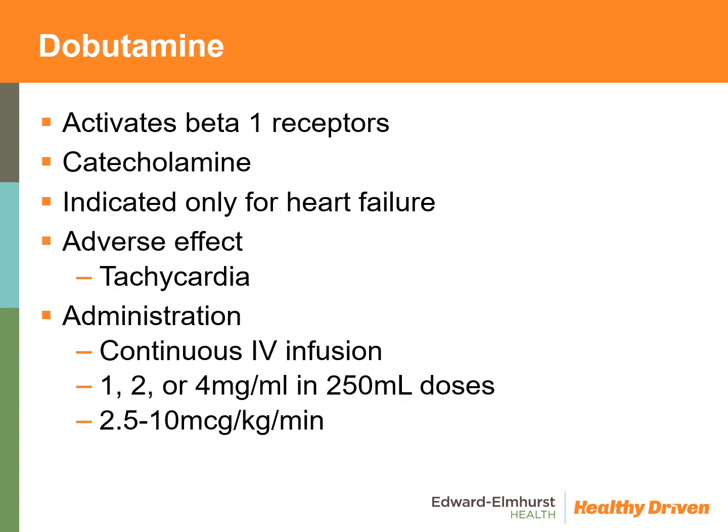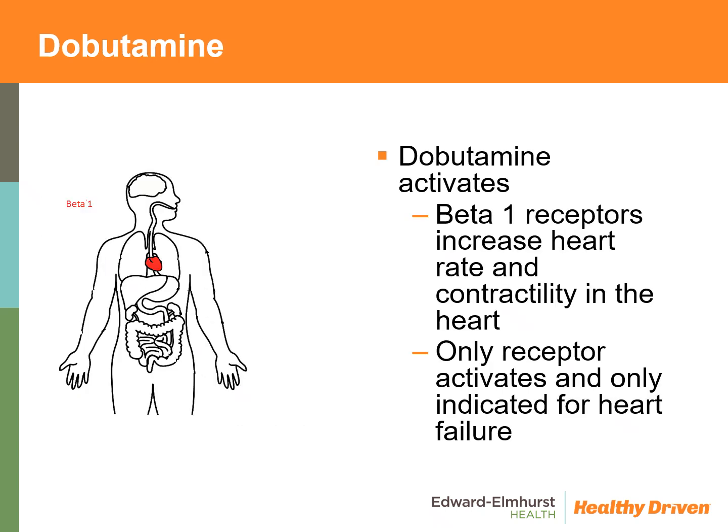Dobutamine will activate beta-1 receptors only. It's a catecholamine and indicated for heart failure. The adverse effect we see is tachycardia, and it is a continuous administration, 1, 2, or 4 milligrams per ml in 250 ml doses, and then 2.5 mics per kilo per minute, all the way up to 10. So we can see dobutamine will activate just that beta-1 receptor, increase heart rate and contractility in the heart, and it is the only drug that activates just the beta-1.